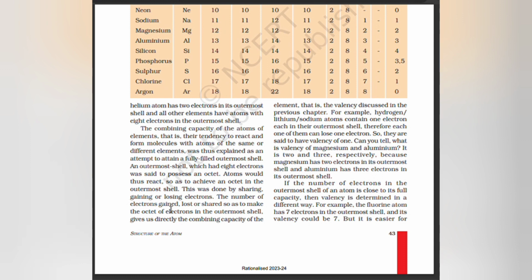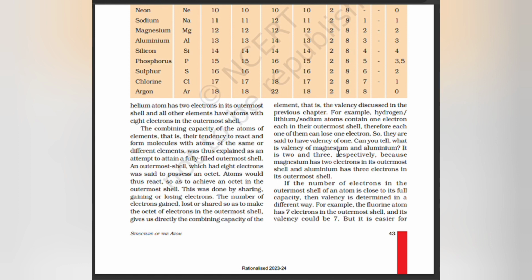This was done by sharing, gaining or losing electrons. The number of electrons gained, lost or shared so as to make the octet of electrons in the outermost shell gives us directly the combining capacity of the element, that is the valency discussed in the previous chapter. For example, hydrogen, lithium and sodium atoms contain 1 electron each in their outermost shell. Therefore, each of them can lose 1 electron, so they are said to have a valency of 1.